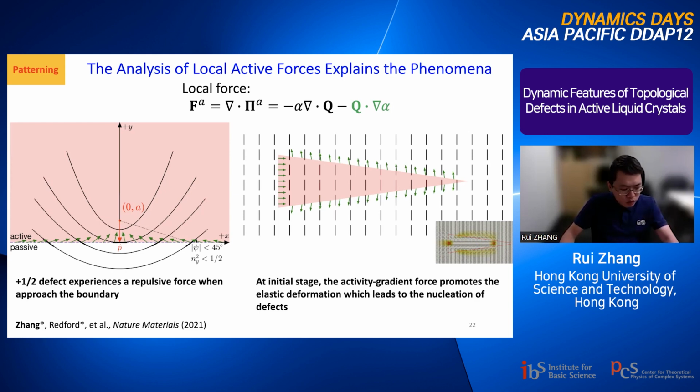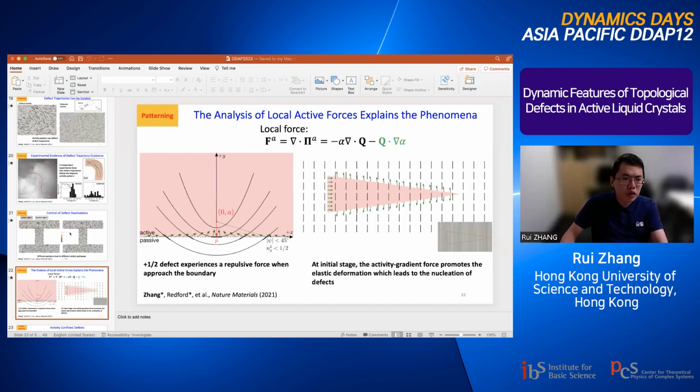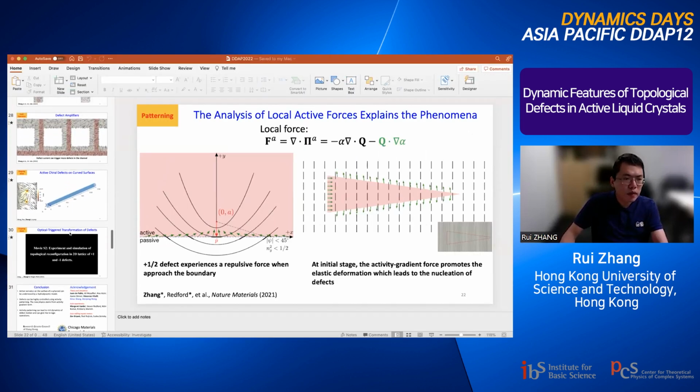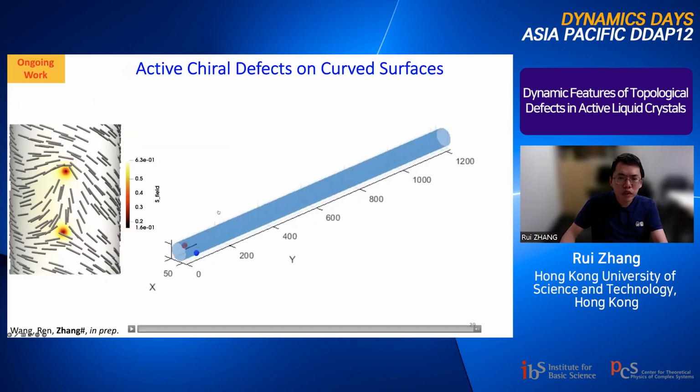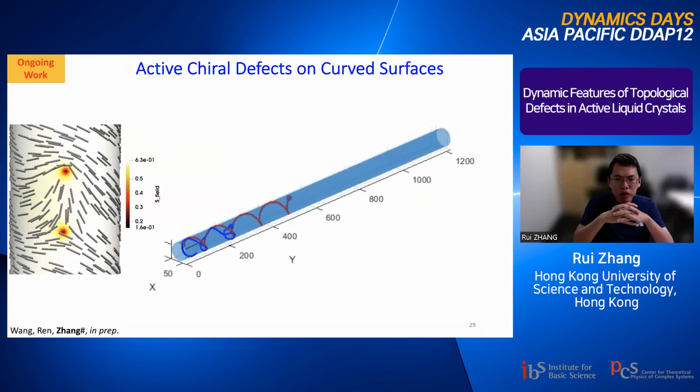Okay, so in the next few minutes, I'll directly go to our ongoing work for the sake of time. So now we are interested in the active defects, and actually we confine the defects on a cylindrical system, and you can see that the defects are spiraling. So the red is a +1/2 defect, the green is a -1/2 defect. So this is something that we are working on.